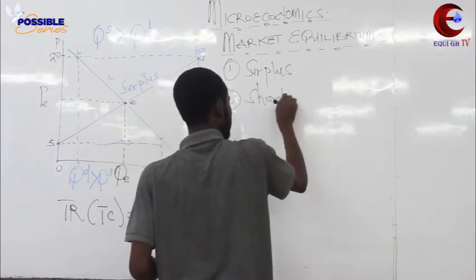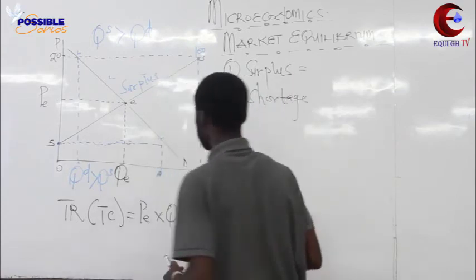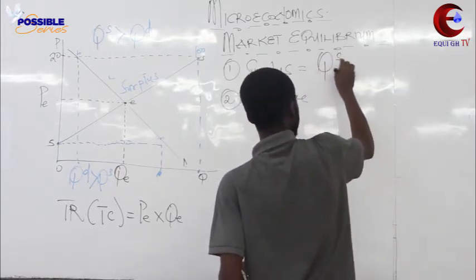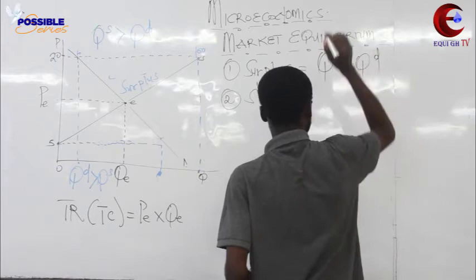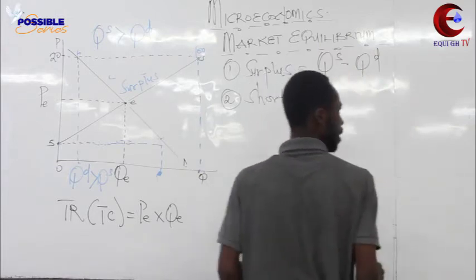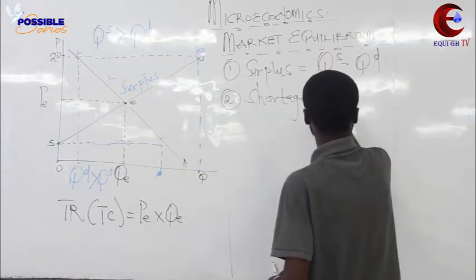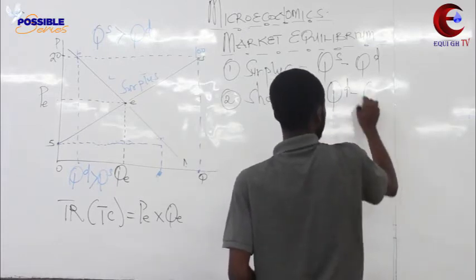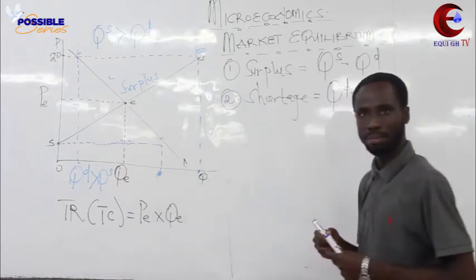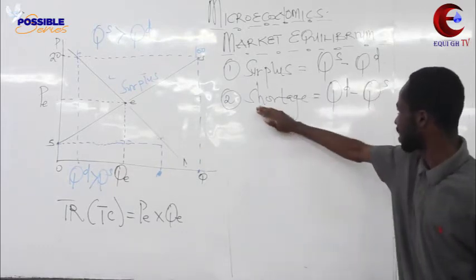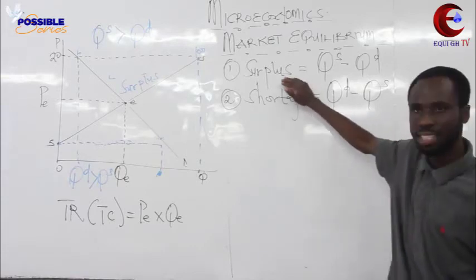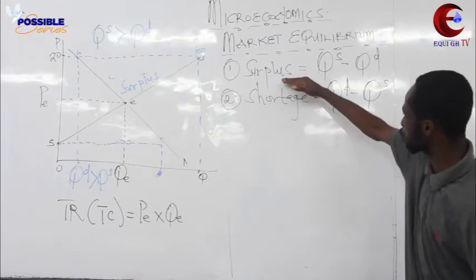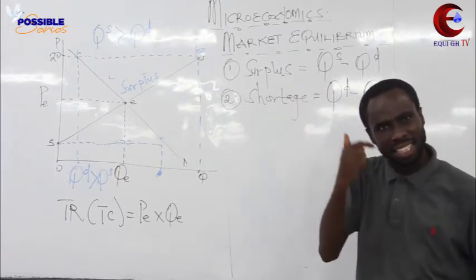So we are saying that from the definition, we can write the formula for surplus as quantity supply minus quantity demanded. I hope it makes sense. And then we can also write the shortage formula as quantity demanded minus quantity supply. Yes, that is the shortage formula, and that is the surplus formula. I hope it makes sense.